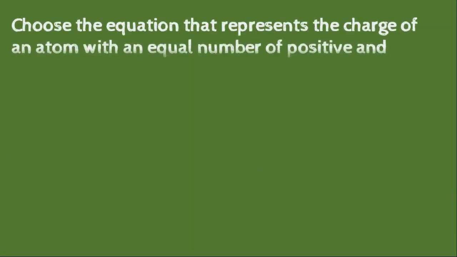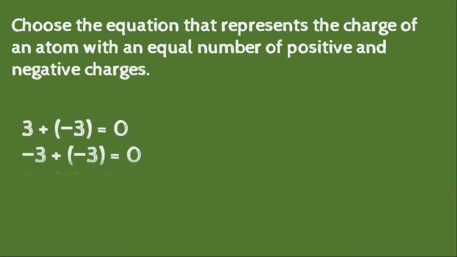For our next example, choose the equation that represents the charge of an atom with an equal number of positive and negative charges. We are given 4 examples. 3 plus parentheses negative 3 equals 0. Minus 3 plus parentheses negative 3 equals 0. And 3 plus parentheses 3 equals 0. 3 minus parentheses negative 3 equals 0. And we only have to figure out which of those makes sense.